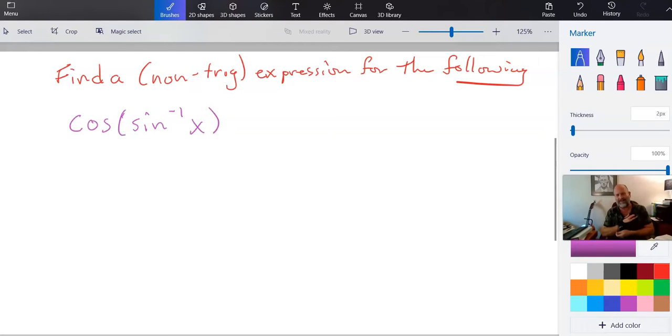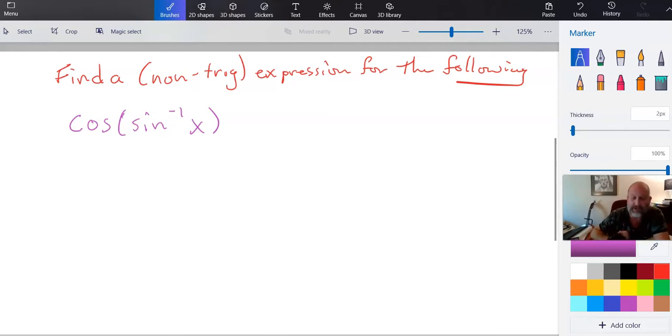Now, this is a really bizarre thing to look at. But it turns out that when you have something like this, you actually can rewrite this as an algebraic expression in terms of x and no trig functions whatsoever. And it's basically the same thing we just did with numbers. So let's go ahead and look again.